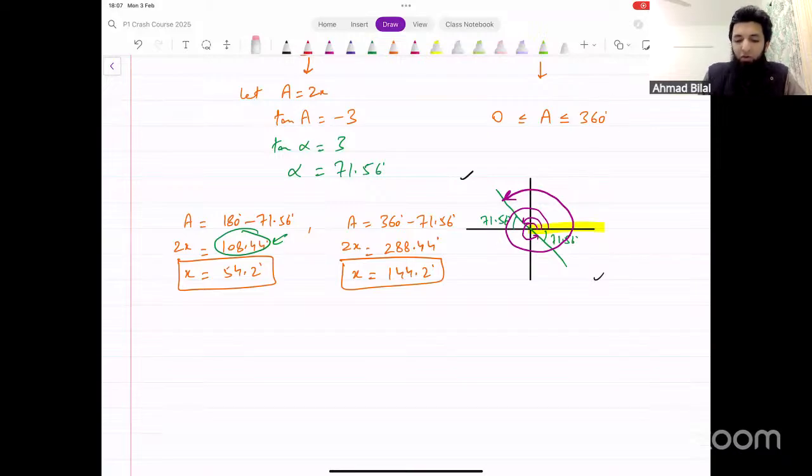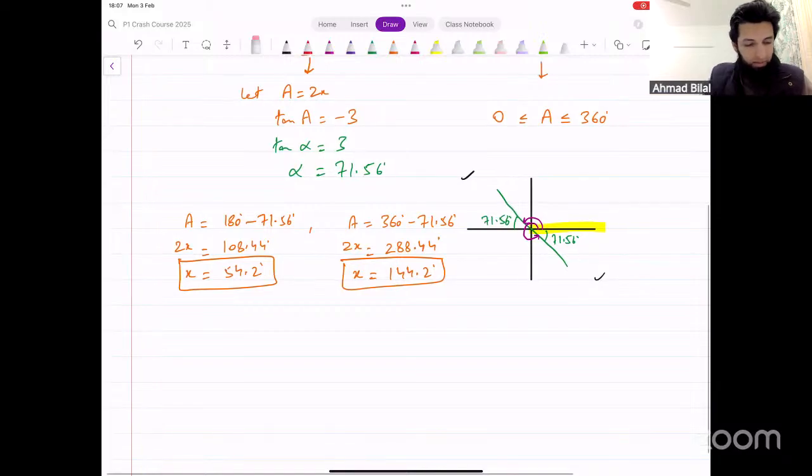So we only go beyond one full circle if the interval has angles greater than 360. Or in case of radians, if it's 2 pi, then you go beyond. Otherwise, you don't do that. Okay. Is that all right? Yes, sir.